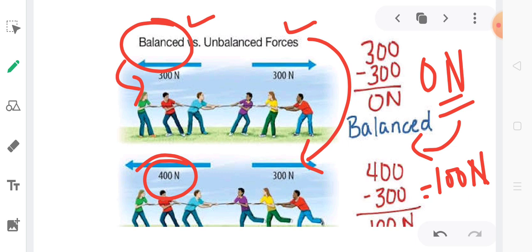In the next classes, we will study Newton's laws of motion. One by one, we will be studying the different laws that will give us a better understanding of force.